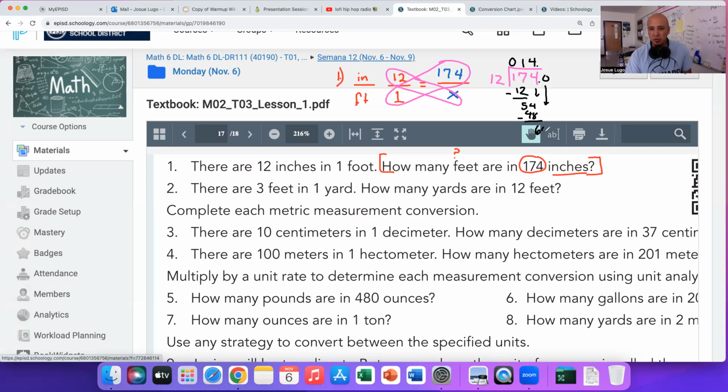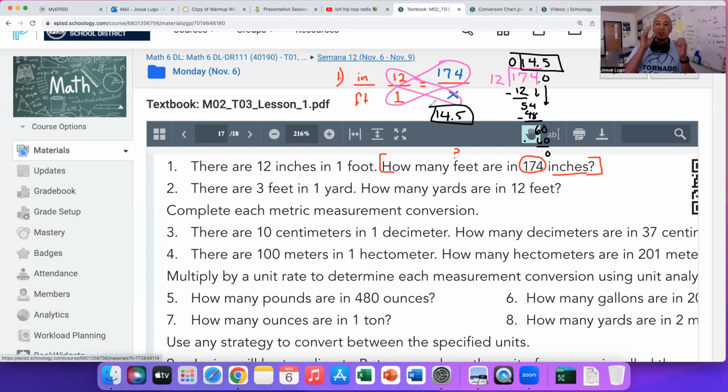Bring down the 0, move the decimal up, and 12 goes into 60 exactly 5 times, and 12 times 5 is exactly 60. Ladies and gentlemen, that means that x has to equal 14.5. That is to say that 174 inches is exactly 14.5, 14 and a half feet. And that is how you solve these problems, ladies and gentlemen.